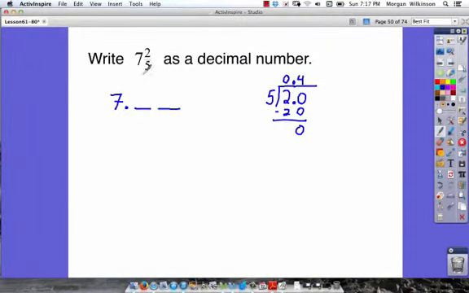But remember, this question was write 7 2/5 as a decimal number, so it must be 7.4. We can rewrite so it looks nice and neat, 7.4, and we've got our answer. Let's move on to our next example.